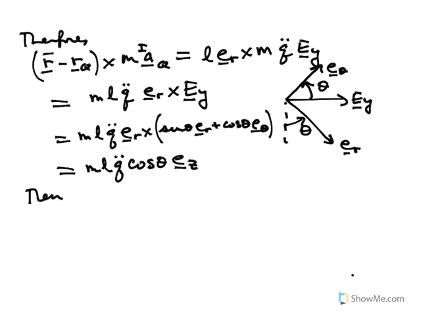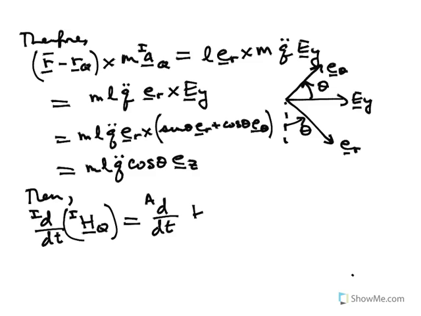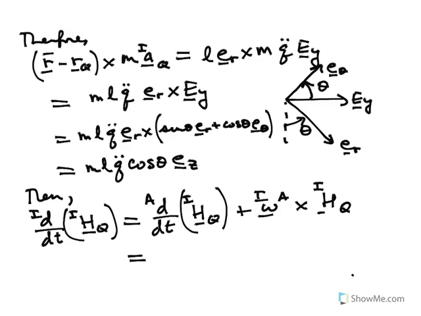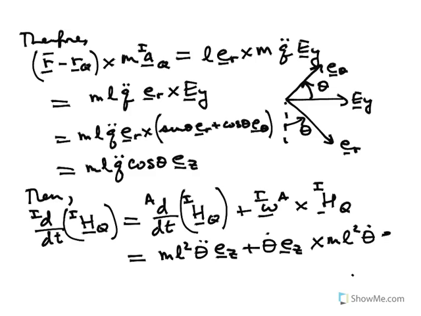So then we have the following result: d/dt in I of H^Q/I is equal to d/dt in A of H^Q/I plus omega^{A/I} crossed with H^Q/I, which is equal to ML² θ double dot E_z plus θ dot E_z crossed with ML² θ dot E_z, which is just equal to ML² θ double dot E_z, because the second term is 0.